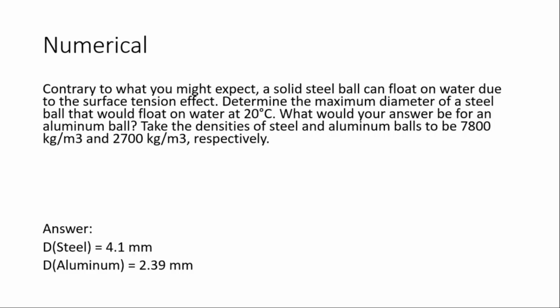So the data they have given us: we have to determine the maximum diameter of the steel ball. They have provided a temperature of 20 degrees centigrade, and you also have to determine the diameter of the aluminium ball as well. They have given you the densities of the aluminium and steel ball respectively. This 7800 is the density of steel.